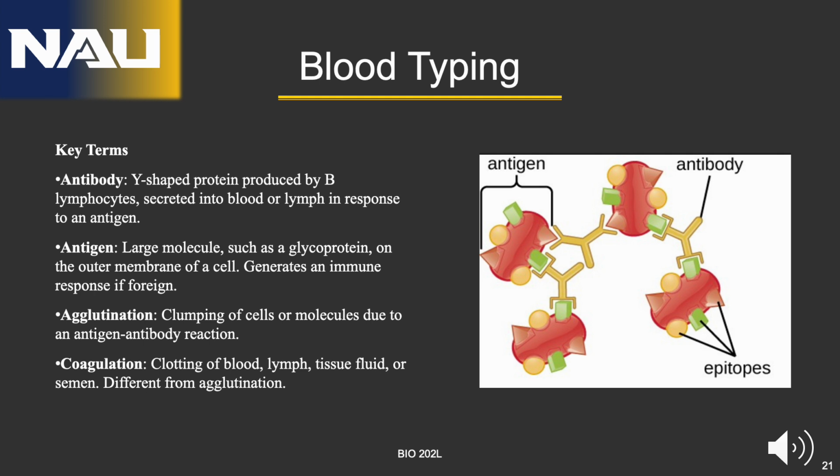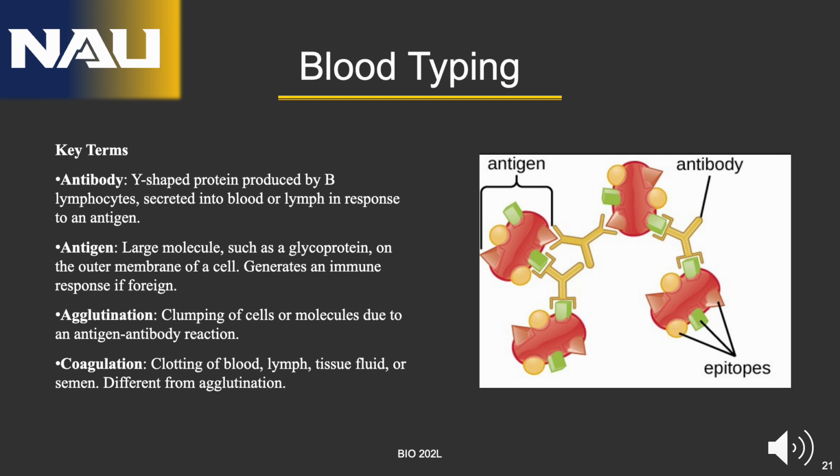You can see in the image on the right, the antibody is that Y-shaped protein. An antigen is a large molecule, like a glycoprotein, on the outer membrane of cells. When foreign, it generates an immune response. So you can see the antigen is that whole thing. And then on the surface of the antigen are the epitopes. And those are the pieces that the antibodies actually match up with.